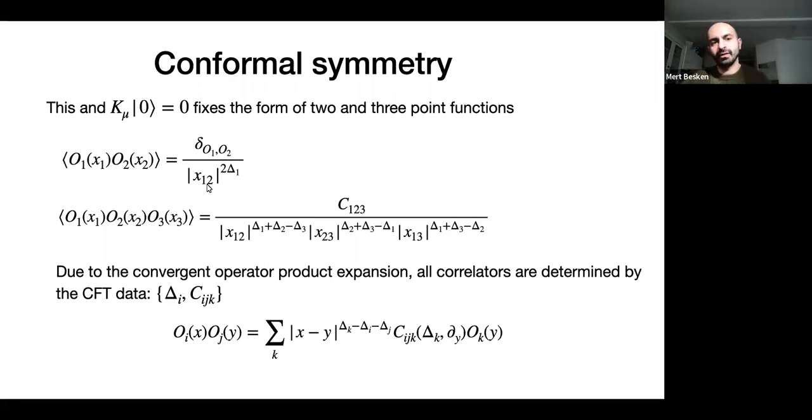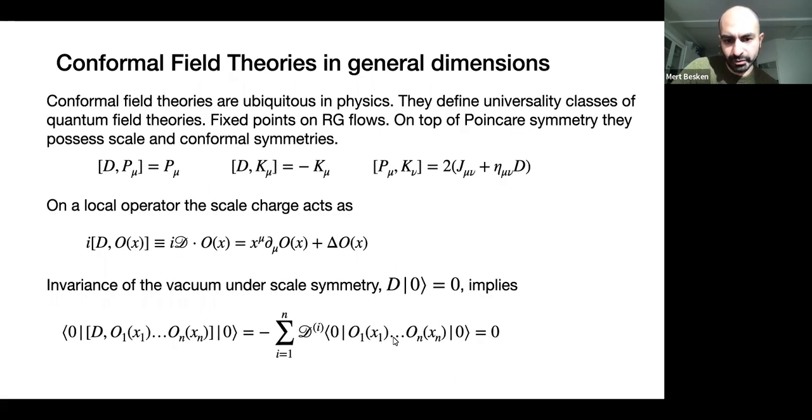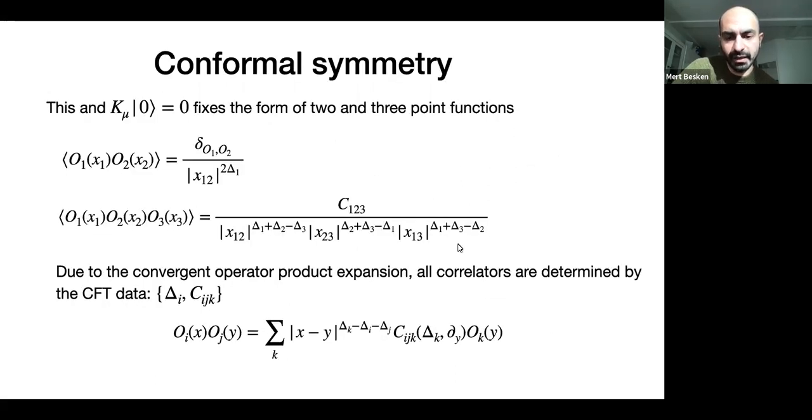The same invariance under Poincaré, scale and special conformal charges also fixes the form of 3-point functions. And this is what you get after solving this differential equation for the 3-point case. What the symmetry does not fix is this coefficient here. There is an arbitrary coefficient, not fixed by conformal symmetry.